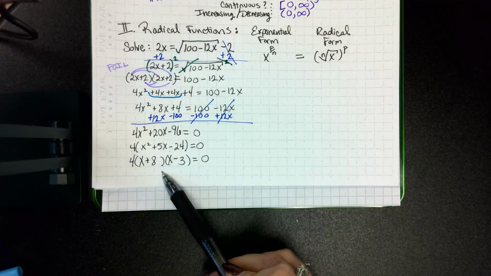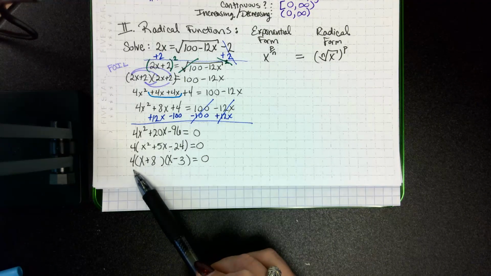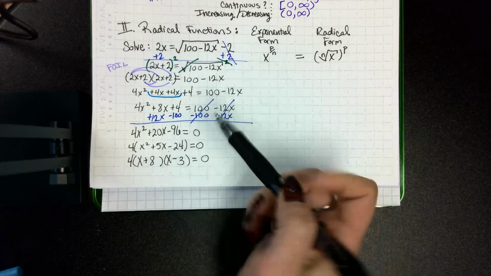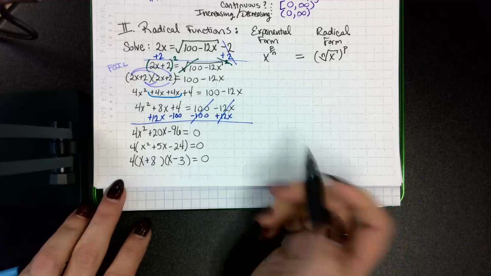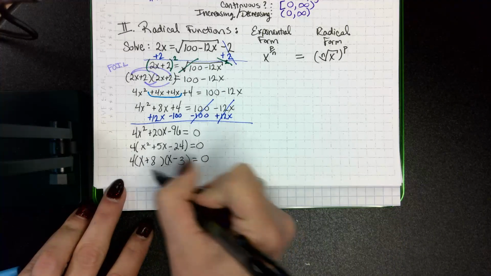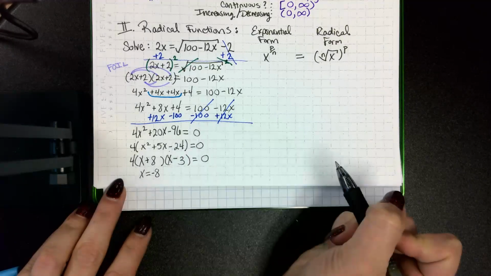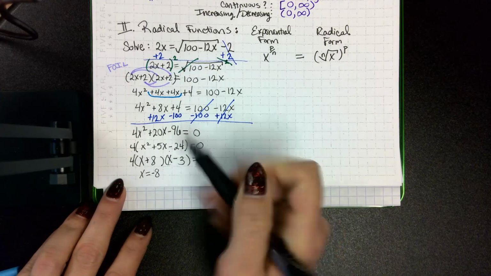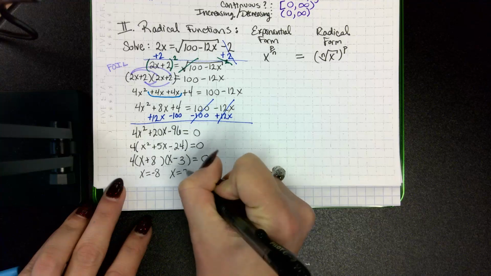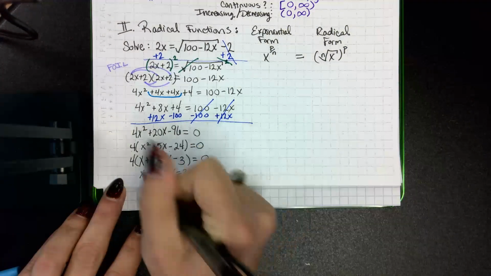And then I want to solve. I'm going to take each factor, set it equal to 0, and solve. But this 4, the greatest common factor, does not have an x in it. If I said 4 equals 0, there's nothing to solve. There's no x in there. So that is not part of my solution. It's just a factor. So I'm going to take my factors that have variables in them. x plus 8 equals 0, so x equals negative 8. And x minus 3 equals 0, so x equals 3. And those are my 2 solutions.